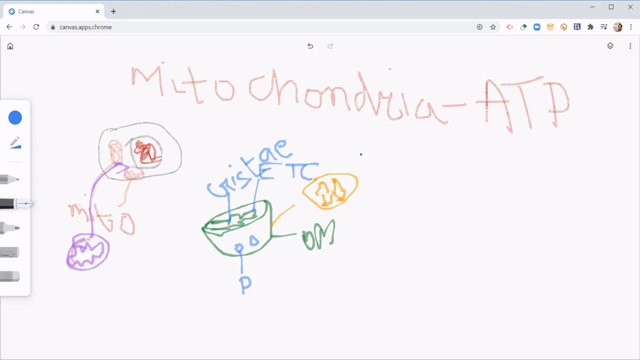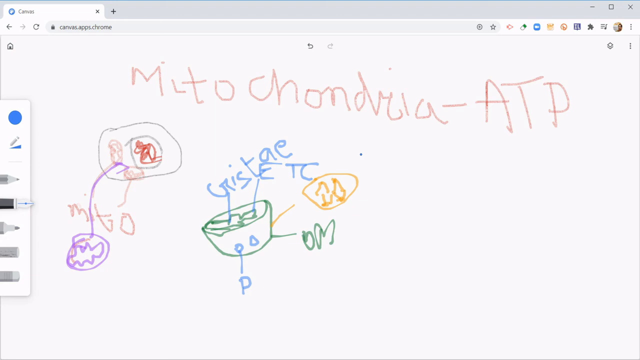Now, we see that there is a space in between the outer and the inner membrane. This space is called the intermembrane space. I denote it by IMS. You people won't write like this. You will write the full form of it. So, it is the intermembrane space.